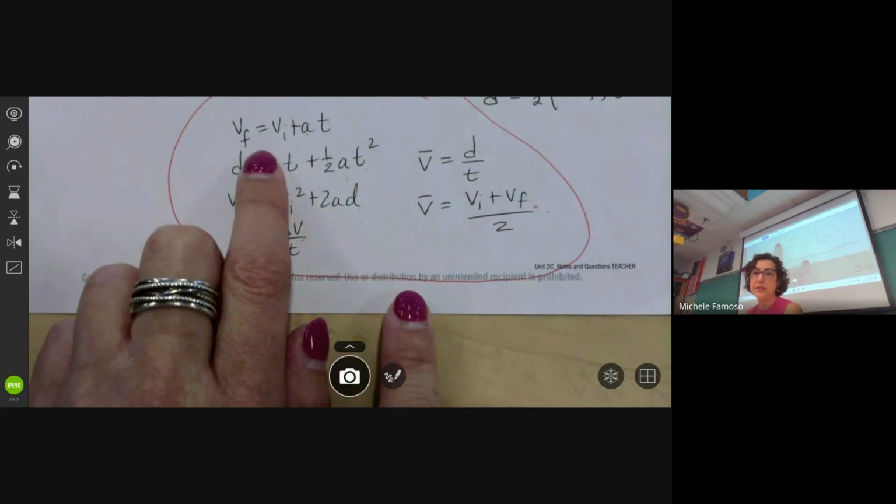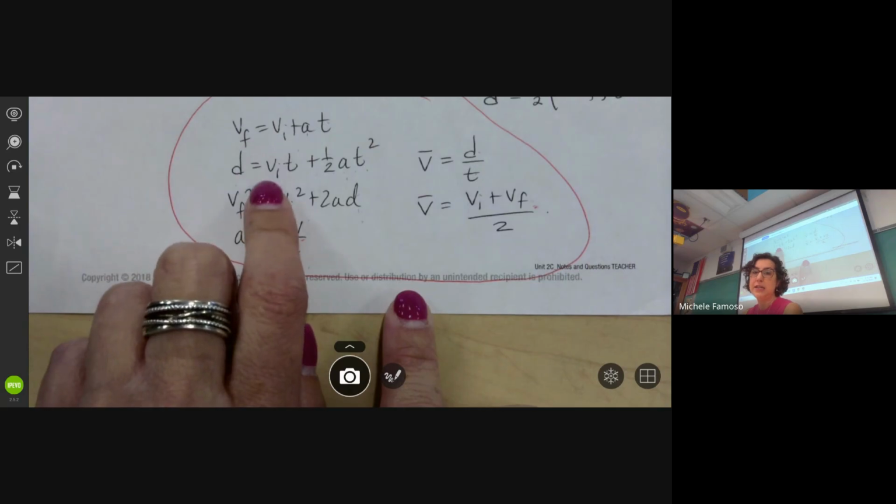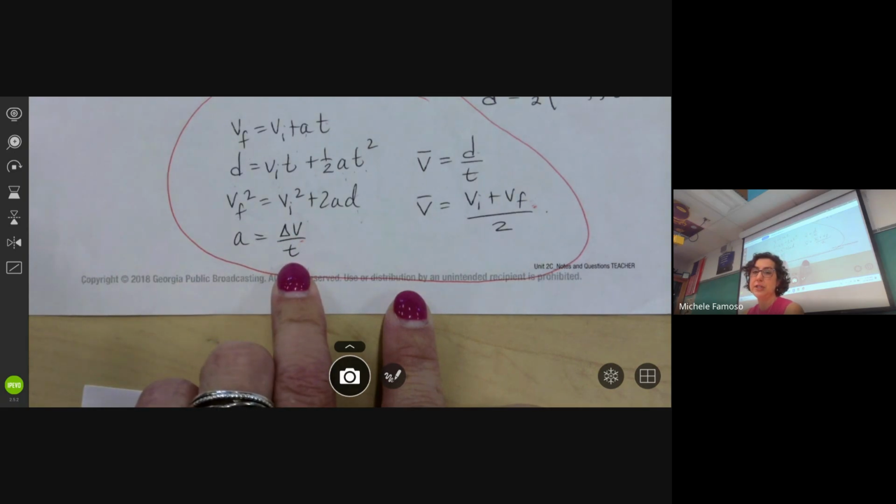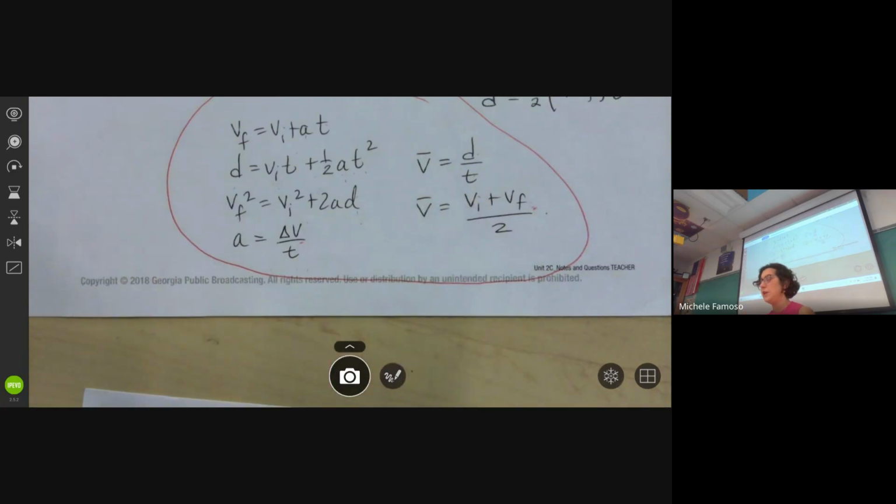VF is VI plus AT. D is VIT plus 1/2 AT squared. VF squared is VI squared plus 2AD. A is change in V over T. V bar is D over T. And V bar is VI plus VF over 2. These are in no particular order.